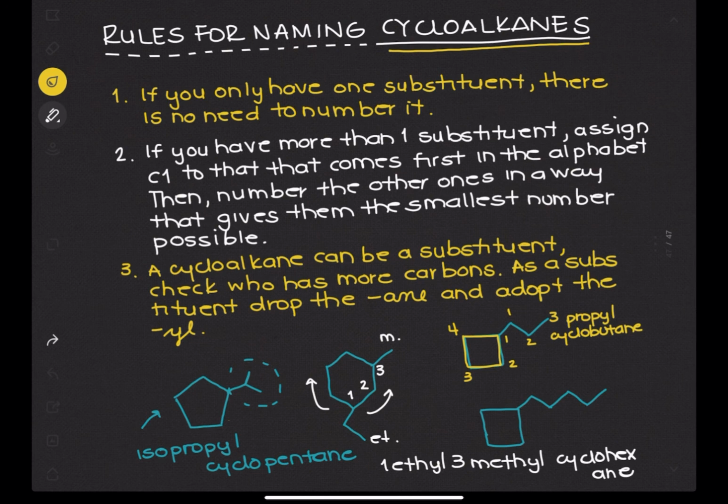In the other case, I still have 1, 2, 3, 4, but the carbon chain is 1, 2, 3, 4, 5. So the parent name is going to be pentane. So the cyclobutane is not going to be butane, it's going to be butyl. So let me name it. It's in number 1. So I have 1 cyclobutyl pentane. So those would be the rules for naming cycloalkanes.